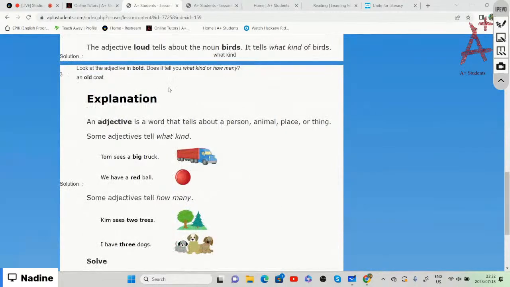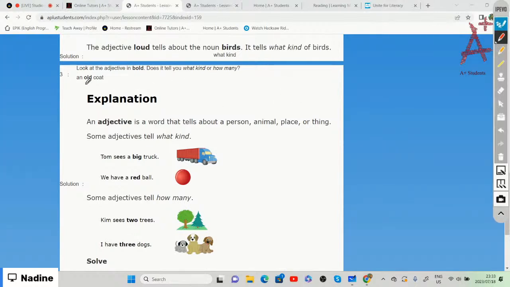Look at the adjective in bold. Does it tell us what kind or how many? An old coat. Does it tell us what kind or does it tell us how many? All right, so old describes the coat. It tells us what kind of coat. It is an old coat.